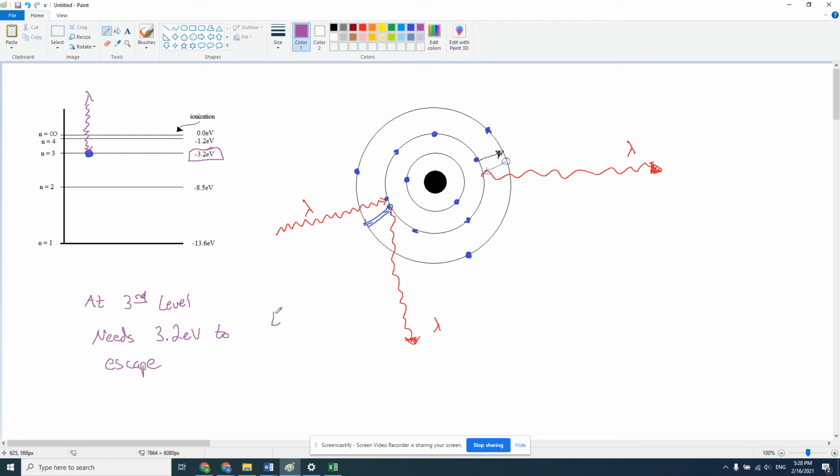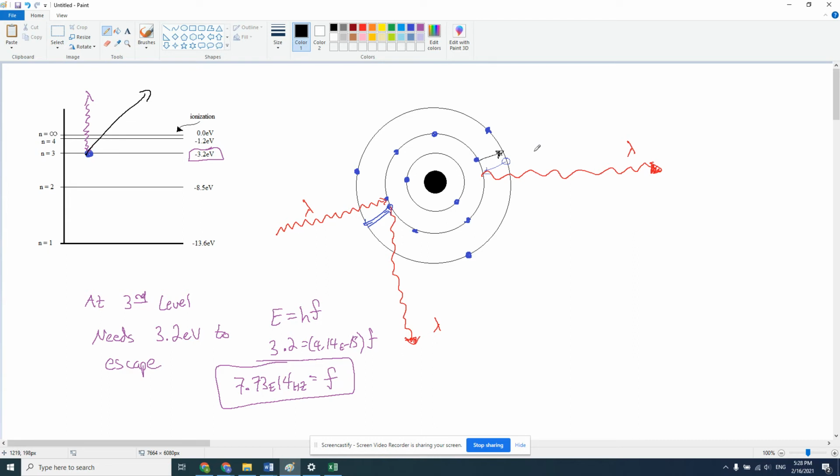At this point, I could say, all right, well, what's the frequency of light that I need? Now, 3.2 electron volts equals 4.14 times 10 to the negative 15 times f. Solve for the frequency, and you get 7.73 times 10 to the 14. So any light wave that has this frequency or higher will cause the electron to be ejected.